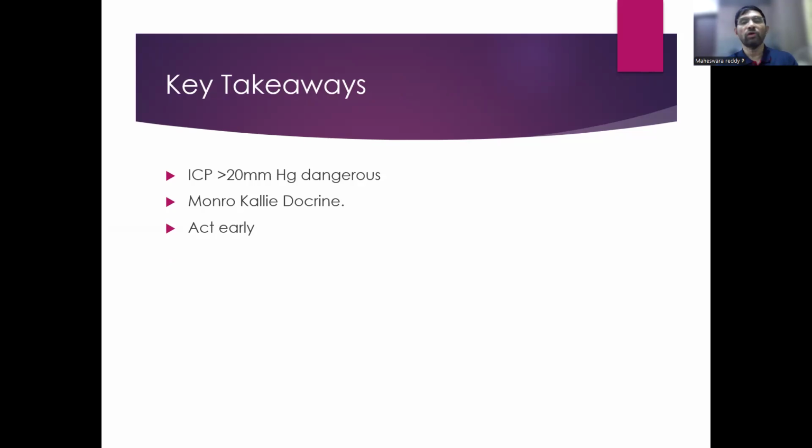So far what we have learned: more than 20 mm Hg of intracranial pressure is very dangerous. The Monro-Kellie doctrine says the skull is a rigid fixed cavity. It contains 3 components: brain, CSF, blood. In order to maintain normal intracranial pressure, if one component increases, it has to displace the other components. So raised intracranial pressure is not just a diagnosis, it is a race against time. We need to act early. You need to move early.